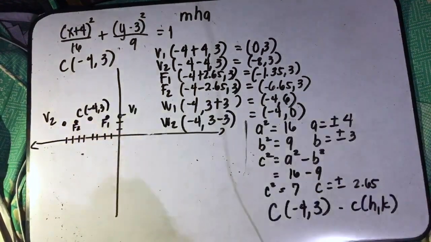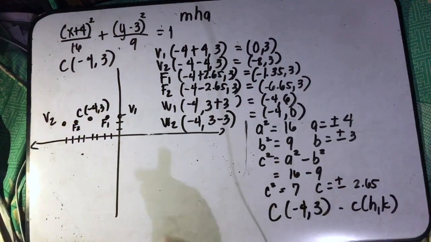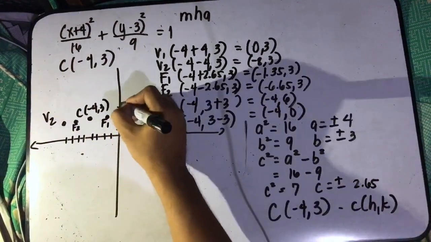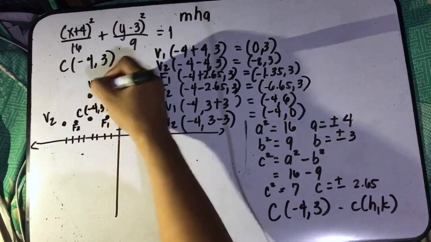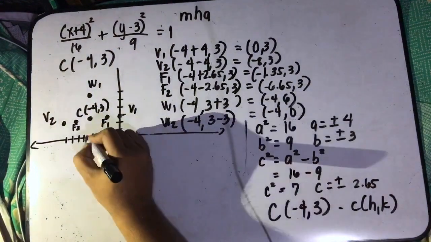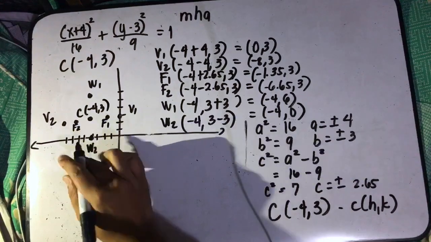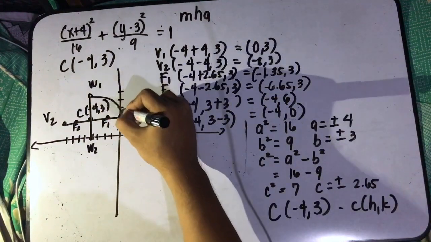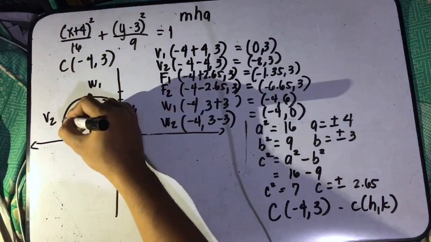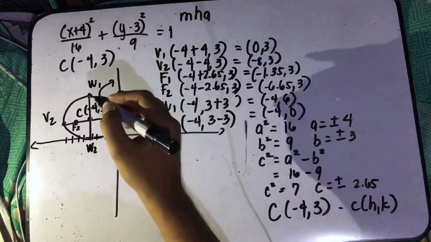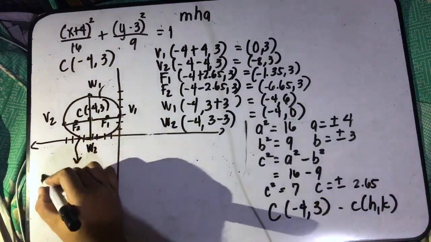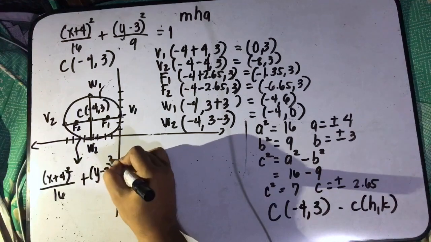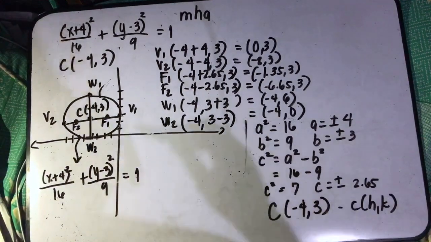So this is F2. Where is W1 and where is W2? W1 is located at negative 4 and 6. 1, 2, 3, 4, 5, 6. So this is W1. And where is W2? Negative 4 and 0. So this is W2. Major horizontal. So this is our ellipse having an equation. Sa baba na lang natin lagay. This is our ellipse having an equation (x plus 4) quantity squared over 16 plus (y minus 3) quantity squared over 9 is equal to 1.